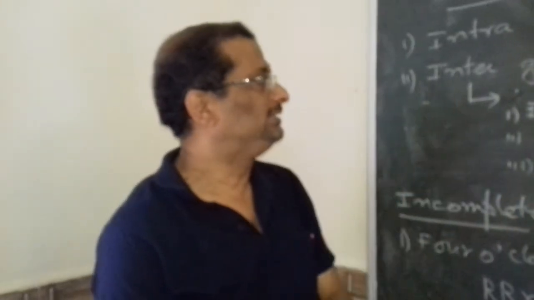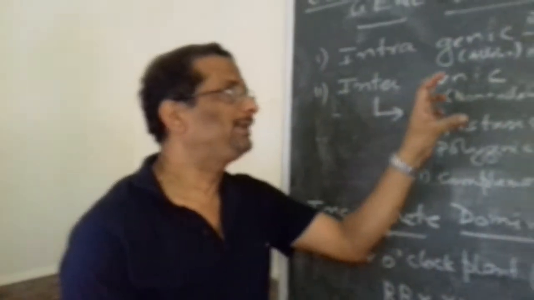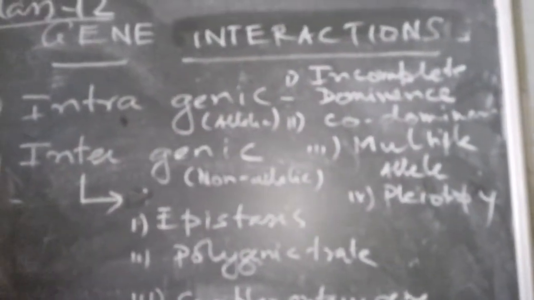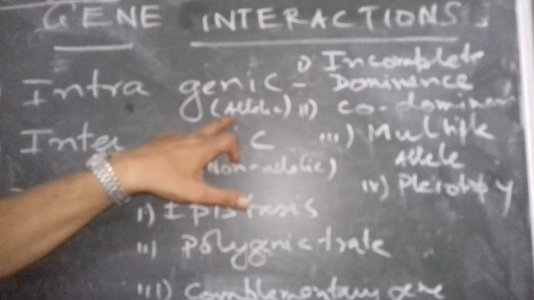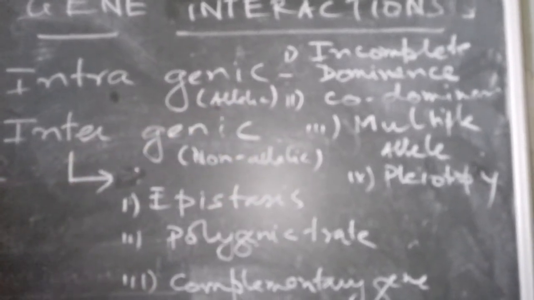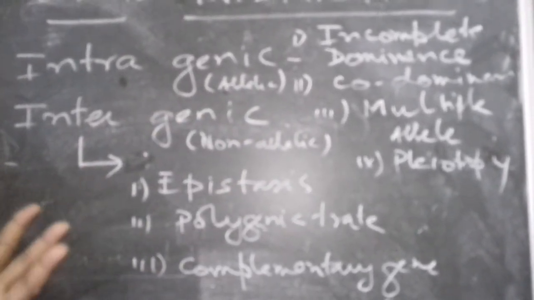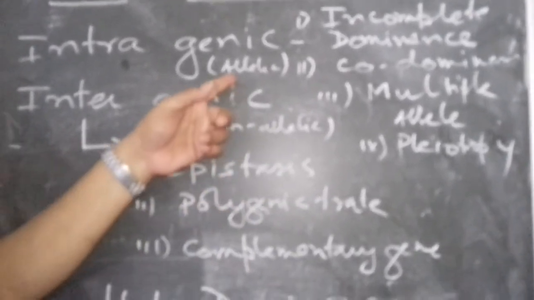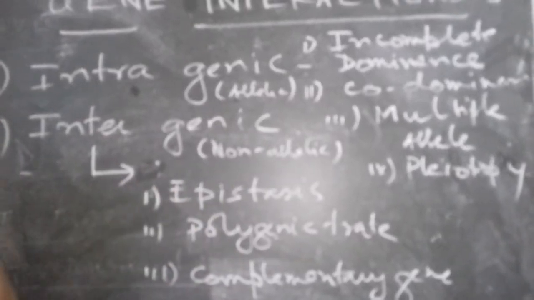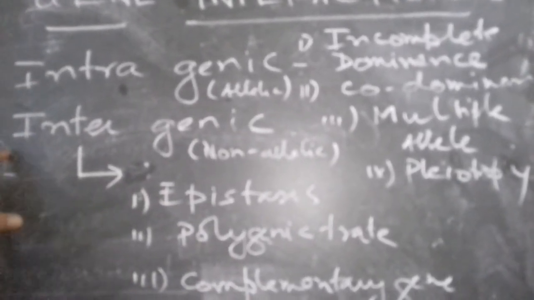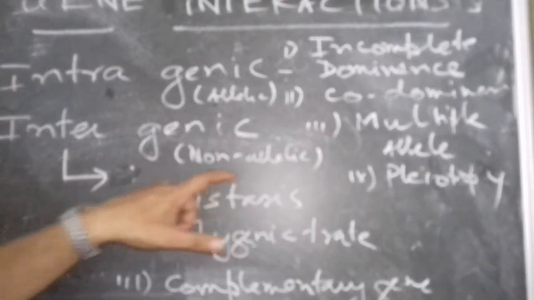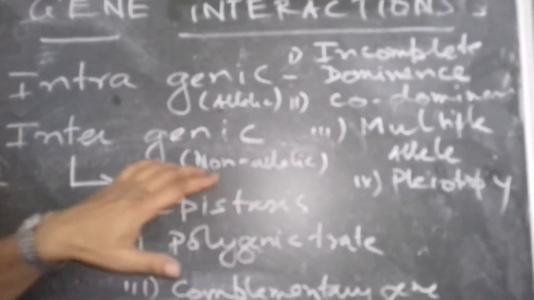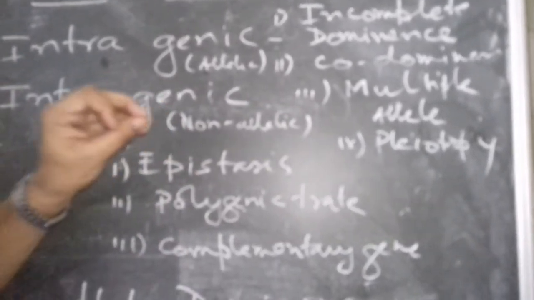between two non-allelic genes. So we express gene interaction in the form of intragenic gene interaction, which is in between allelic genes. Say for example, in a monohybrid cross, we have one allelic pair, and this allelic pair is expressed in the form of dominant and recessive. In intergenic gene interaction, it's a non-allelic gene. That means here the genes will be for two different characters.